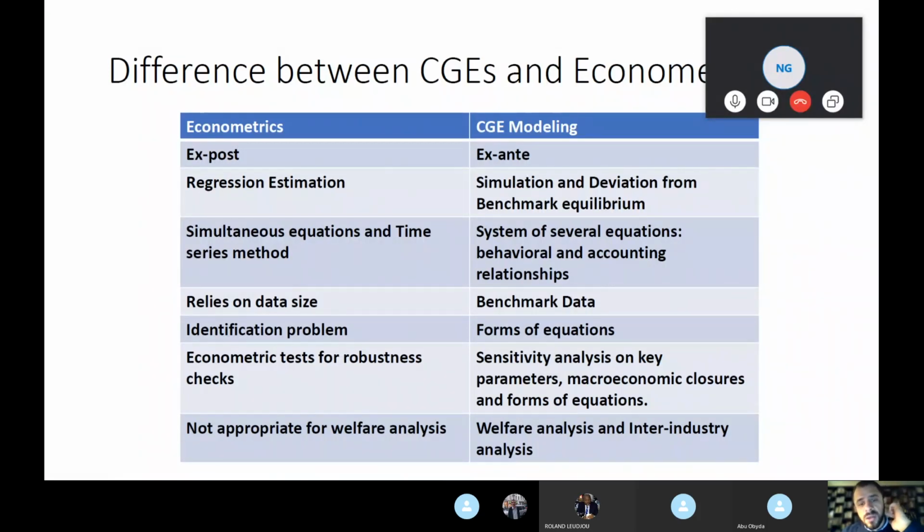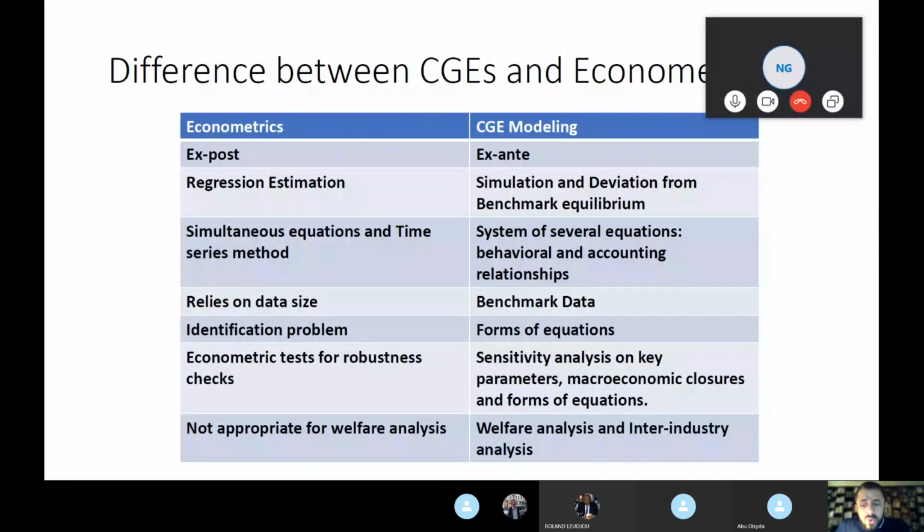The next difference between econometrics and CGE models is that for econometrics, in order to test the robustness of our results, we can run some econometric tests like Durbin-Watson test, White test, Sargan, Hausman, and so on and so forth. But for CGE models, given that we do not estimate, we simulate, as I said in the beginning, we have to run some sensitivity analysis on parameters, on what we call macro closures, or the form of equations themselves.